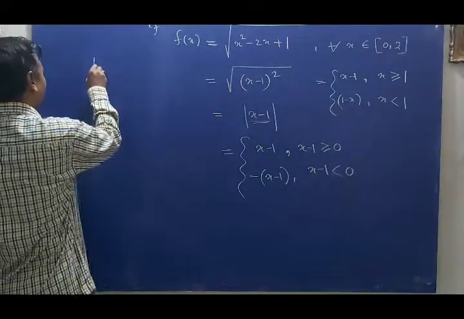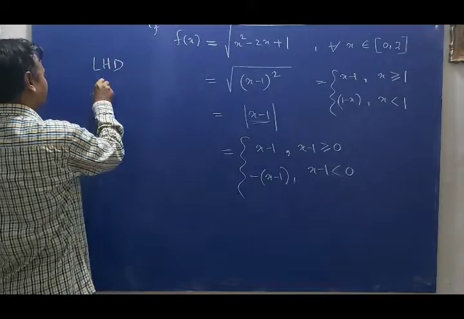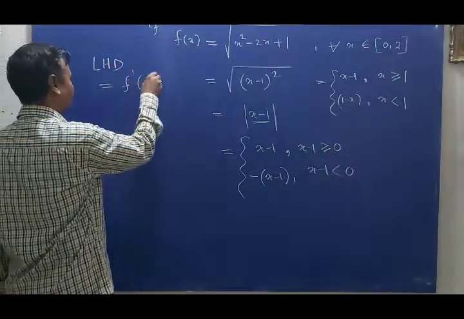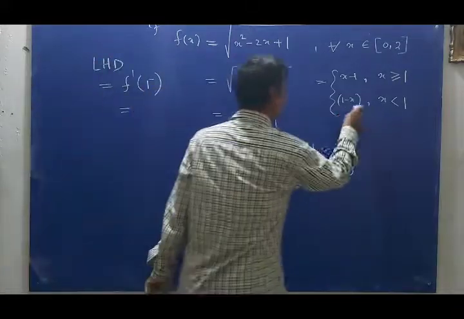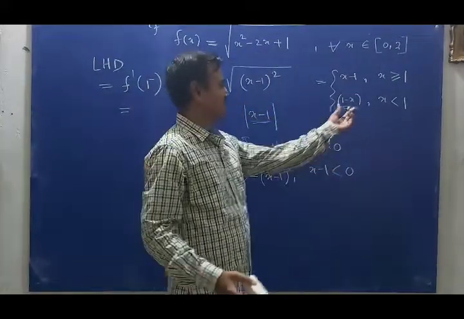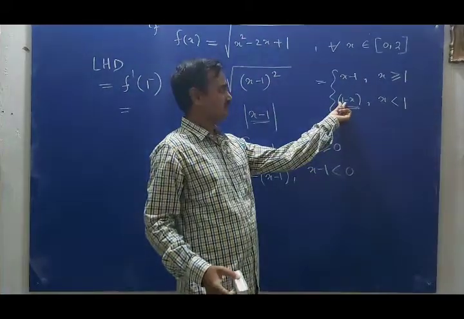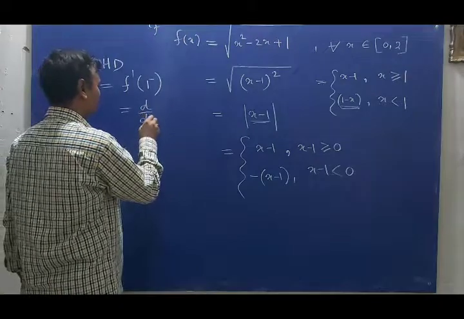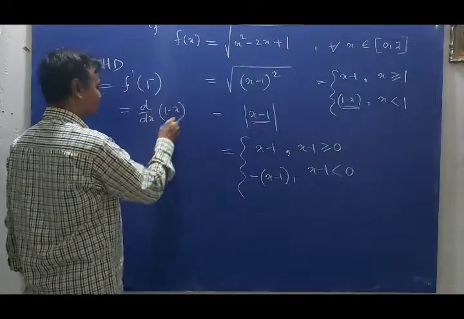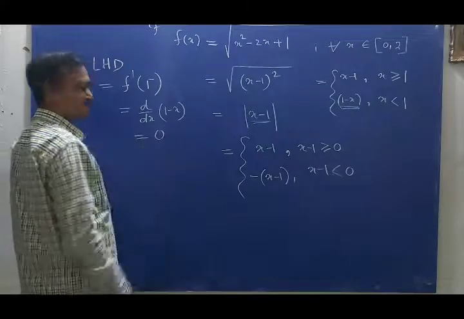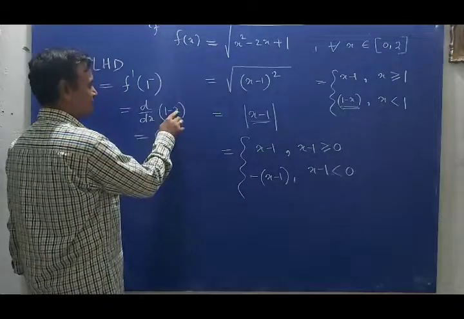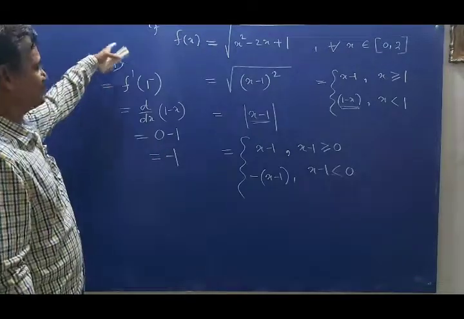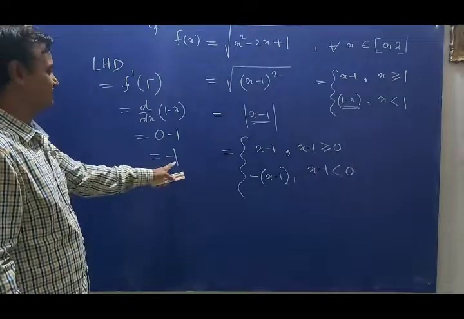So first calculate the left hand derivative. f dash 1 minus: this is the function. So what is its derivative? d by dx of 1 minus x. The derivative of 1 is 0, minus the derivative of x, which is equal to minus 1. So the left hand derivative is minus 1.